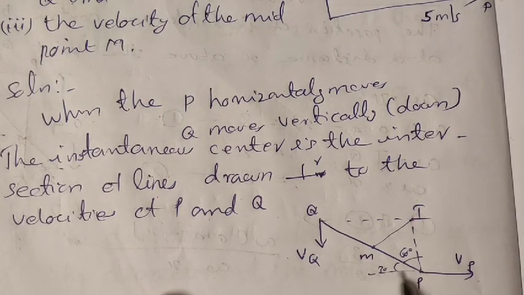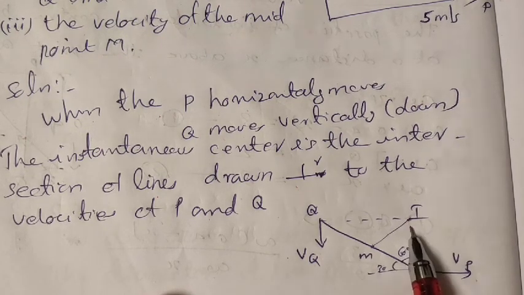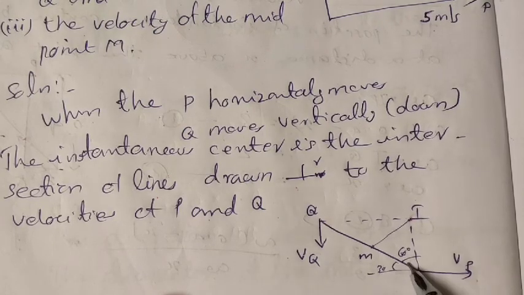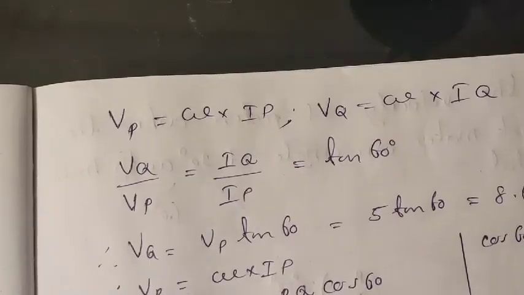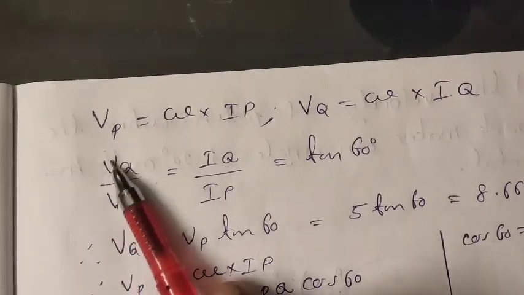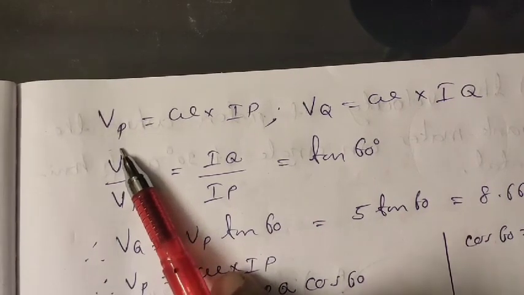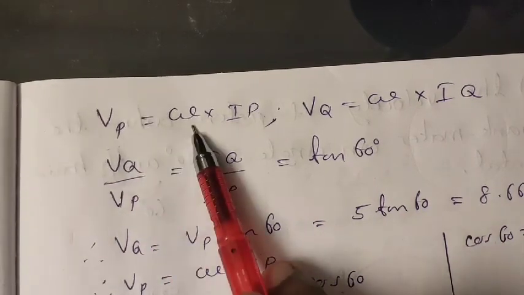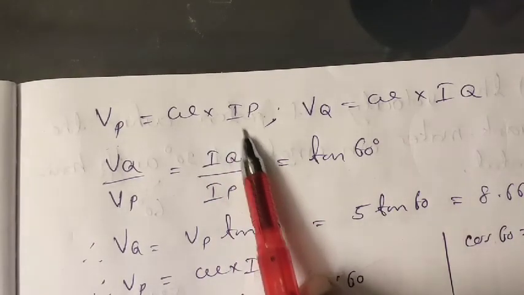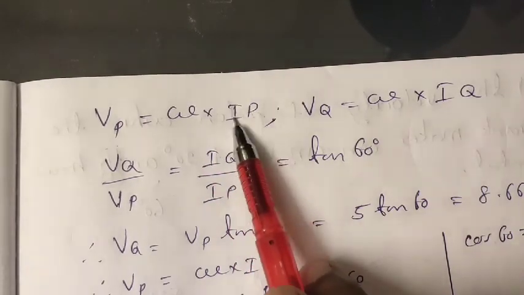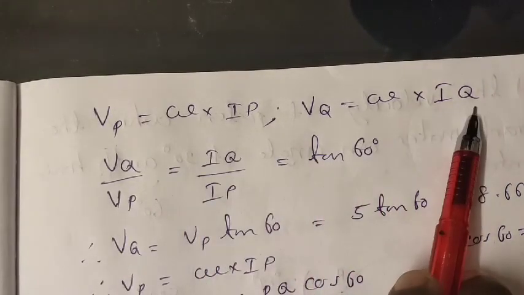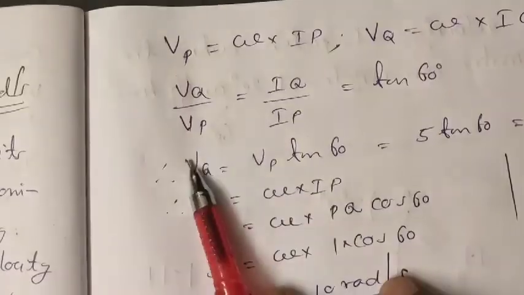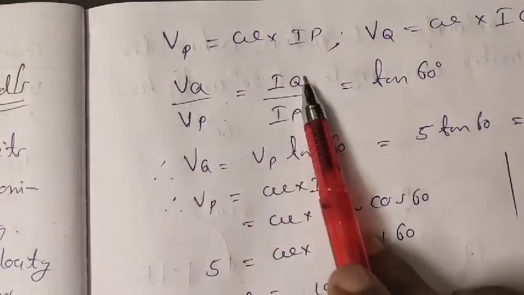Then we know this angle is 30 degrees, which is given in the question. So taking this as 90 degrees, 90 minus 30 is 60. So VP, the velocity at the point P, is omega, the angular velocity, into IP, the distance to the instantaneous center. Similarly, VQ equals omega into IQ. So dividing these two, VQ by VP is IQ by IP.